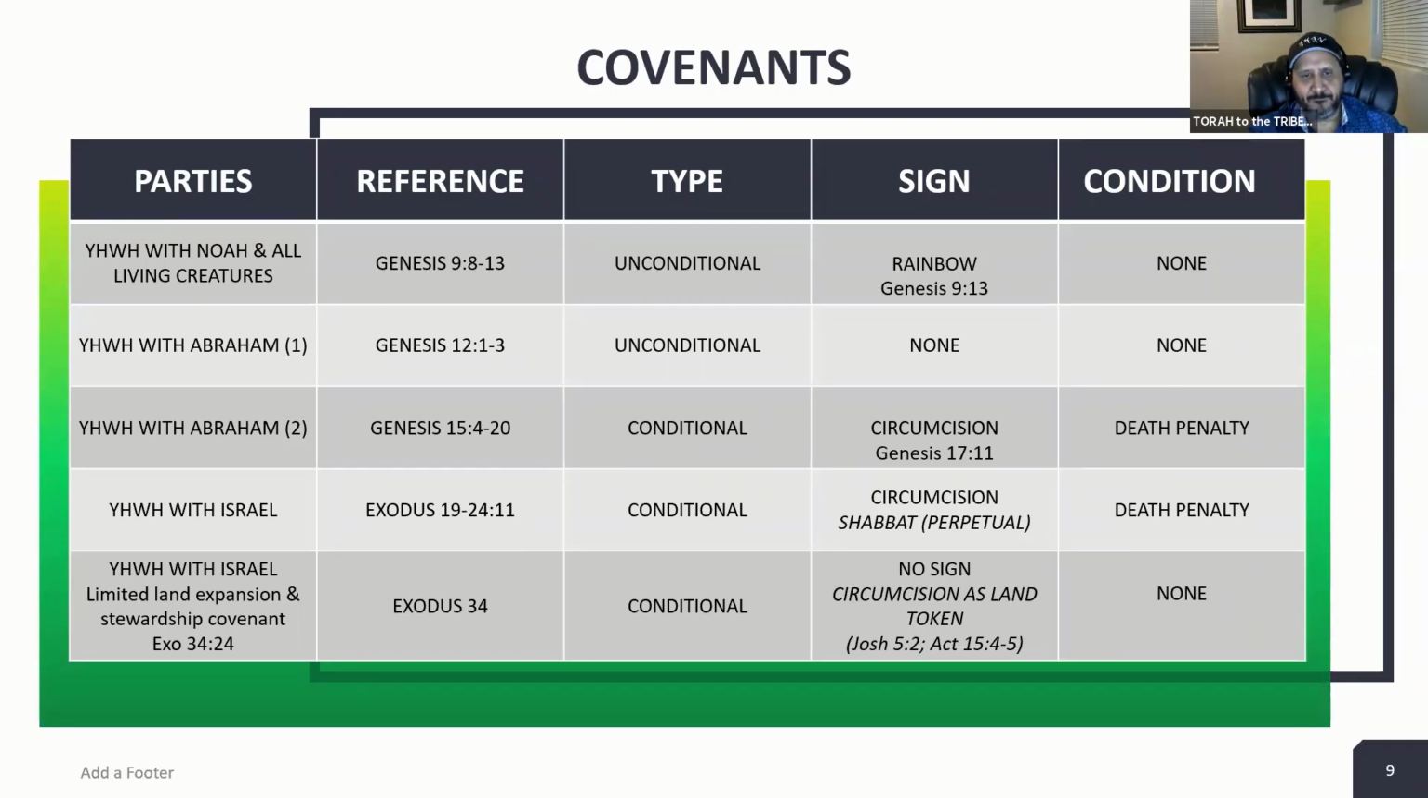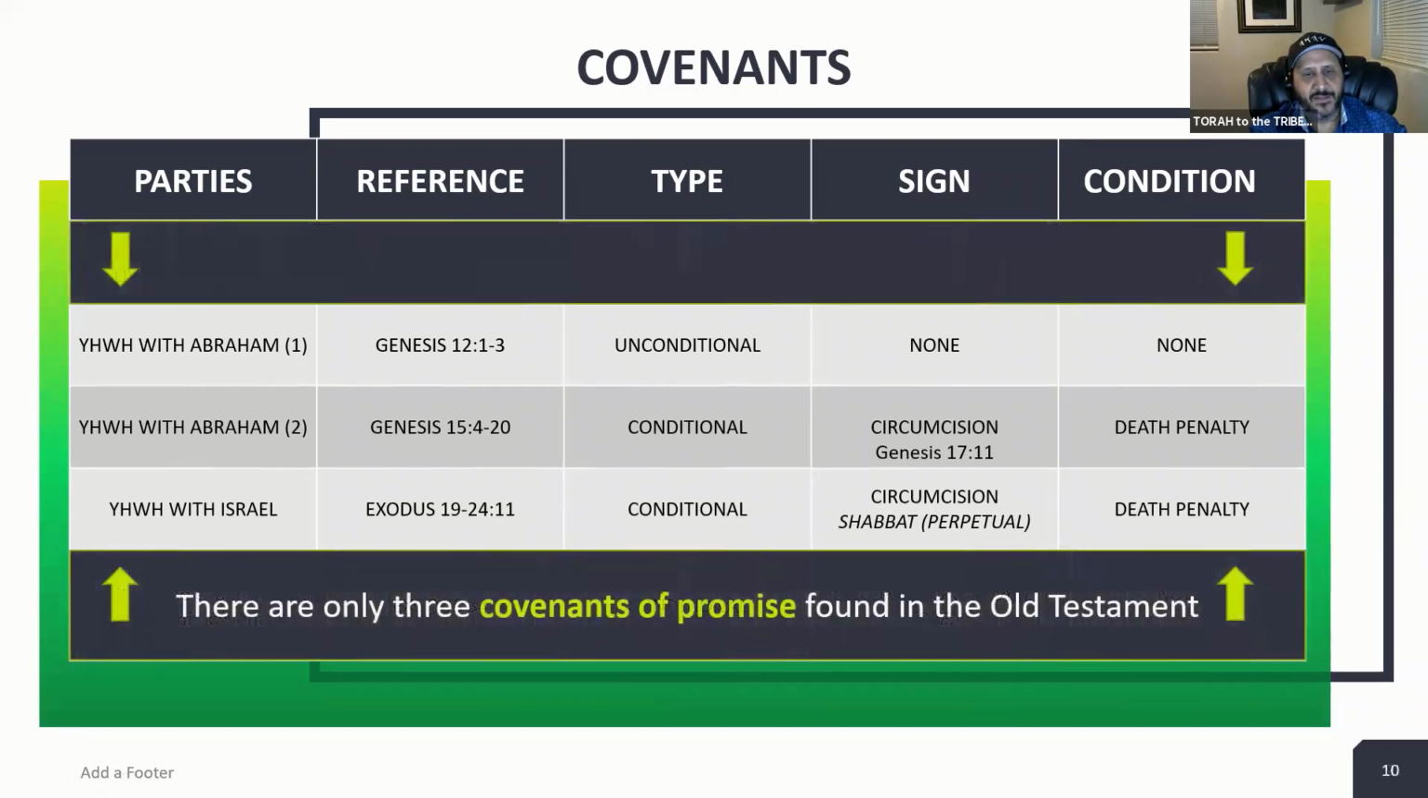Okay, and we have the three. There's actually 5 covenants of promise. I only touched on 3, the ones that are found in the Old Testament, but there's one that was already made by Yahushua, and there will be another one in the future that's coming. So there'll be a total of 5, and for that we are blessed. So the 3 that we went through today are the first 2 that were made to Abraham, and also Yahuwah with Israel.